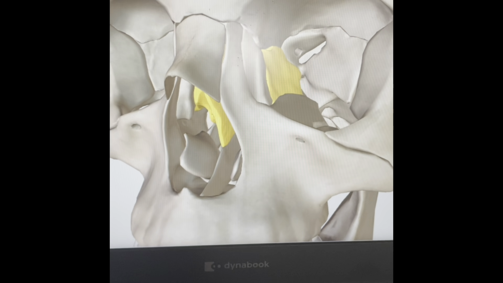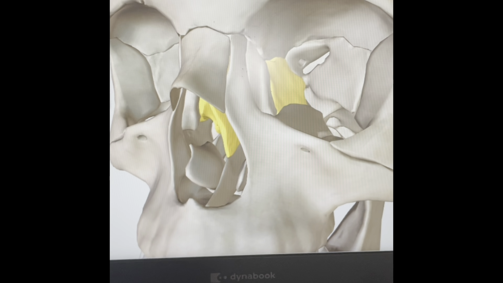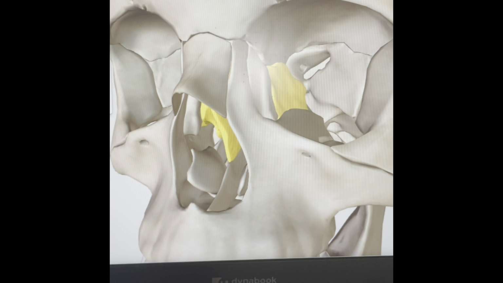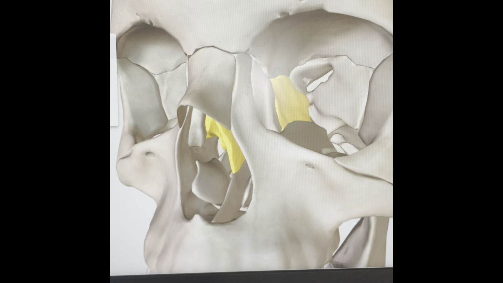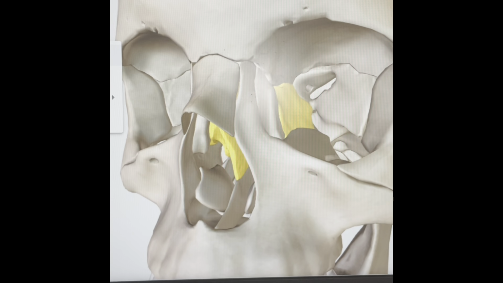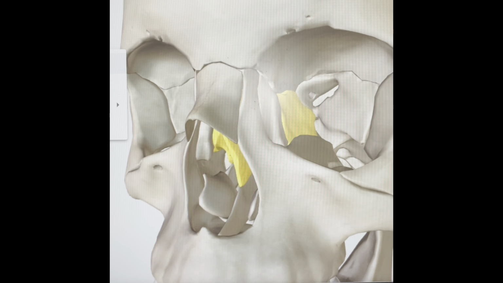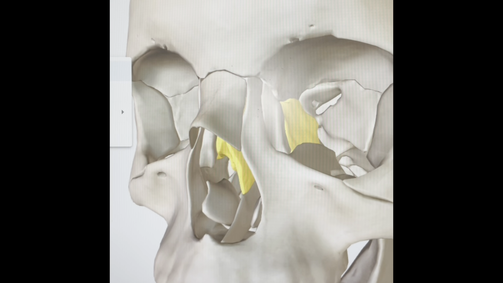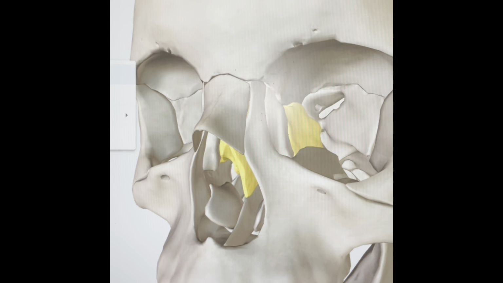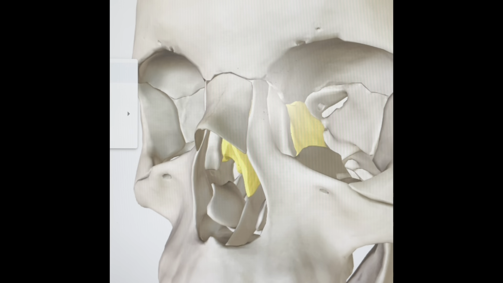trigeminal nerve. The ethmoid bone is an unpaired bone of the skull that contributes to the medial wall of the orbit, the nasal cavity, and the nasal septum. The ethmoid bone includes the cribriform plate with openings that transmit the olfactory nerves, and it also houses paranasal sinuses called the ethmoidal air cells.